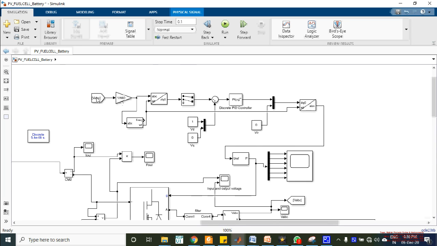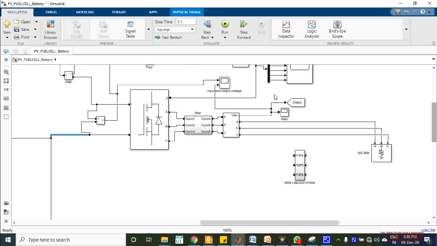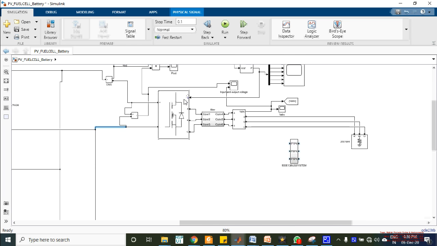That means the three-phase AC voltage is converted into DQ form. After the DQ form, we convert DQ to ABC again. That ABC we take as reference for pulse width modulation, and we give gate pulses to the three-phase inverter. And this is a filter which is used to remove the noise from the generated AC signals.